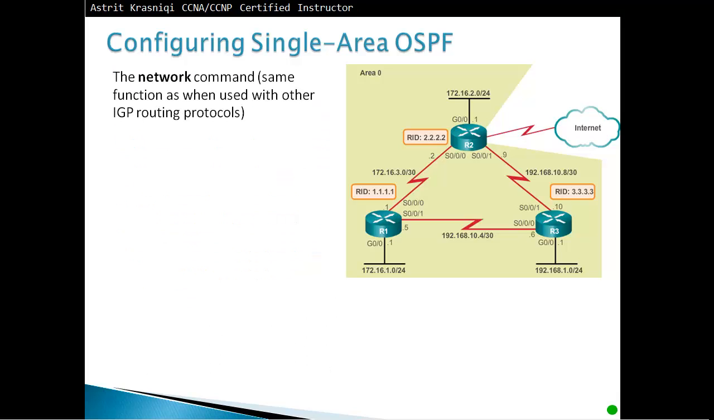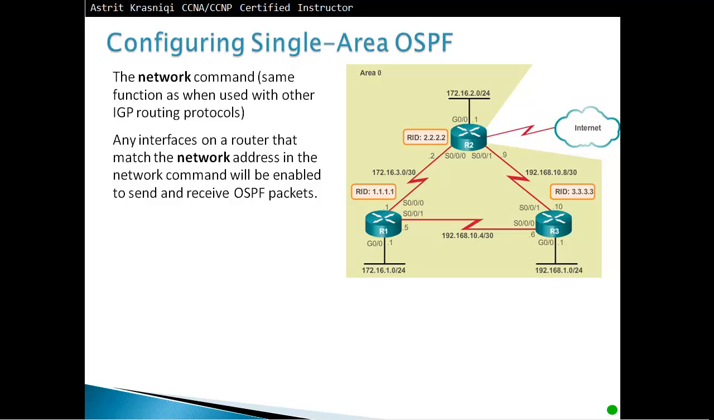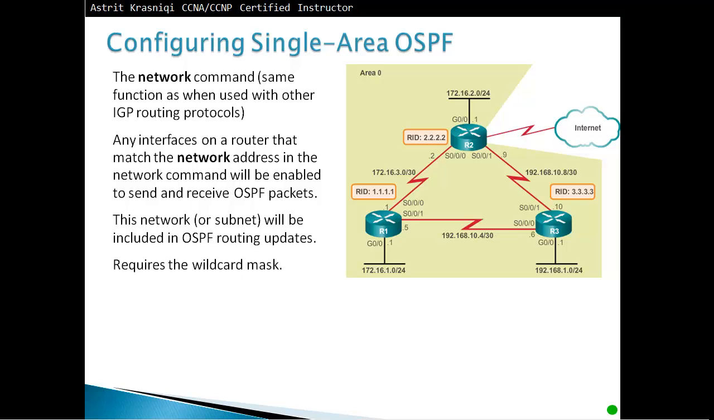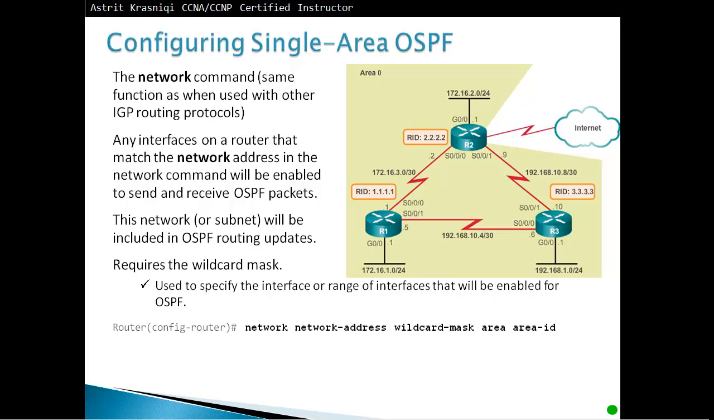The network command has the same function as when used with other interior gateway routing protocols. Any interfaces on the router that match the network address in the network command will be enabled to send and receive OSPF packets. For example, this network or subnet will be included in OSPF routing updates. When we do OSPF, we do require the wildcard mask, used to specify the interface or ranges of interfaces that will be enabled for OSPF. For example, this is the command network. You are in global configuration, and then you enter the specific routing protocol configuration. You type network, what network you want to advertise, the wildcard mask, and what area it belongs to.